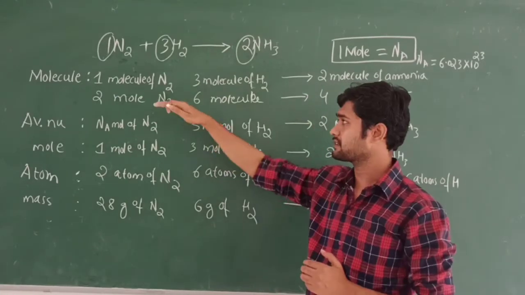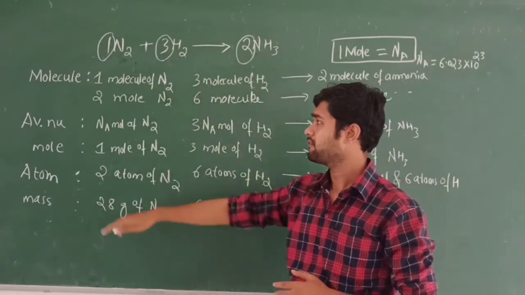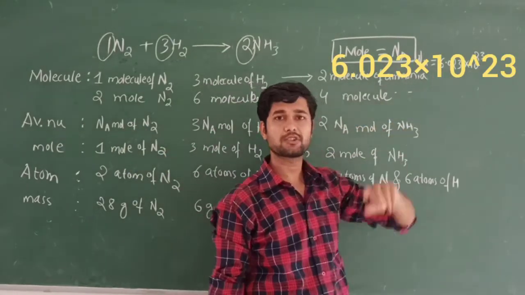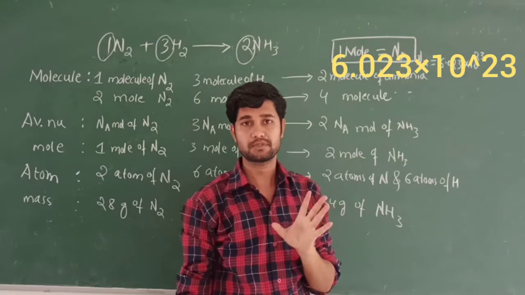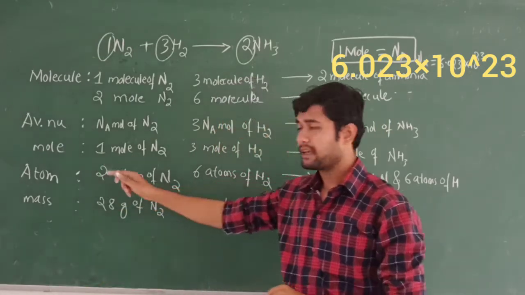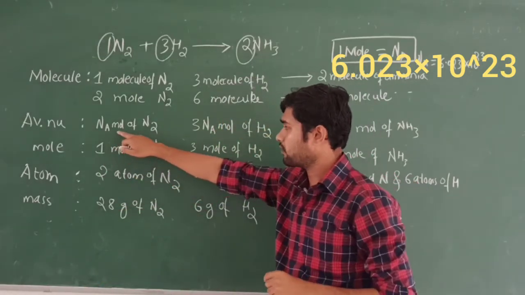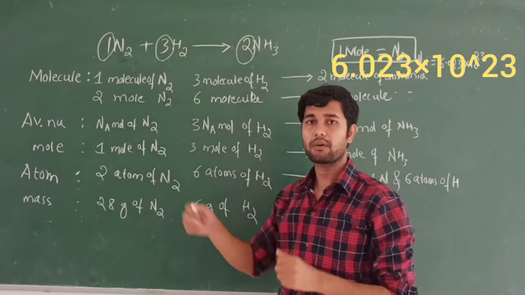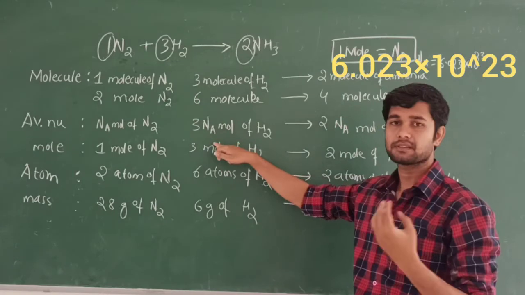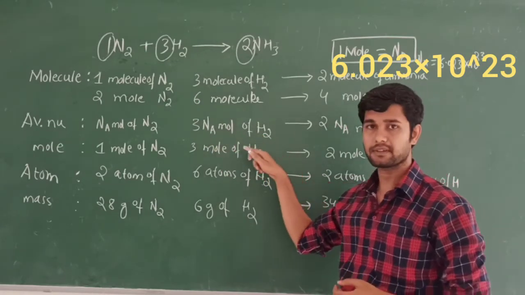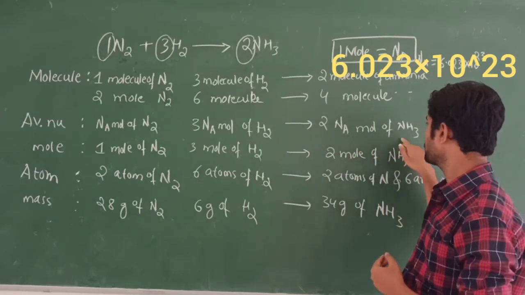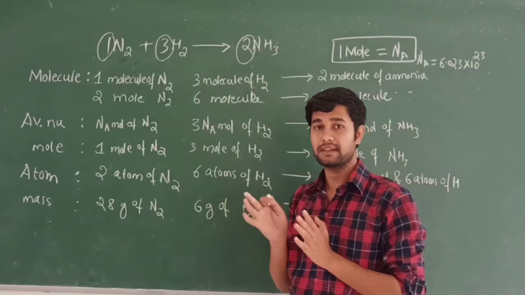So let's come to the terms in molecules. If I take the Avogadro number, what do you mean by Avogadro number? That value is 6.023 into 10 raised to 23 atoms or molecules, anything you can say. This is called the Avogadro number. If I take one Avogadro number of molecules of nitrogen, then according to the ratio it becomes 3 Avogadro numbers of molecules of hydrogen, which combine to give 2 Avogadro numbers of molecules of ammonia, like this in different words.